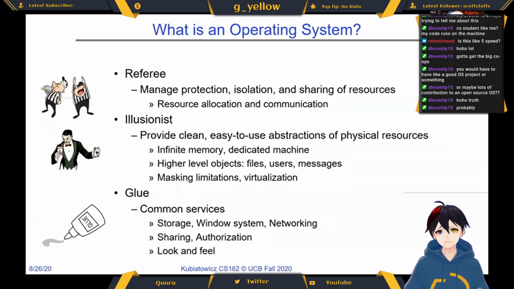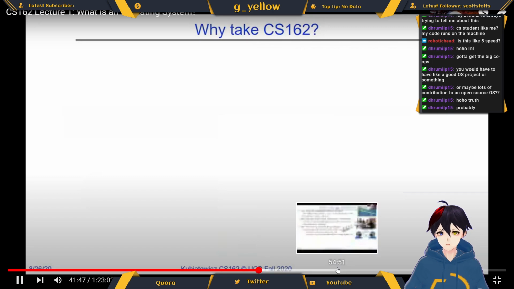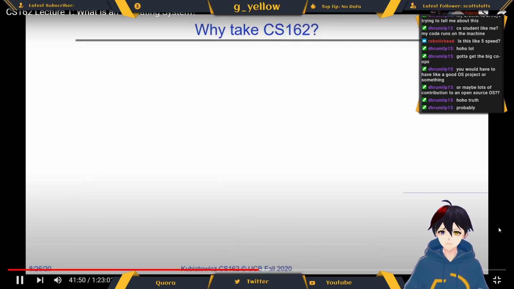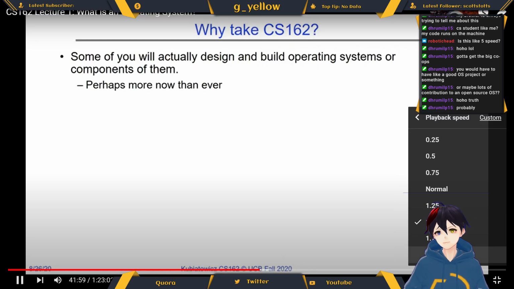So what's an operating system? Referee, illusionist, glue, many different things. So why should you take 61C? Well, because it's required in the department, if I say so myself. Some of you will likely, I said 61C, I meant 162, my apologies. Boy, I'm slipping up here tonight.